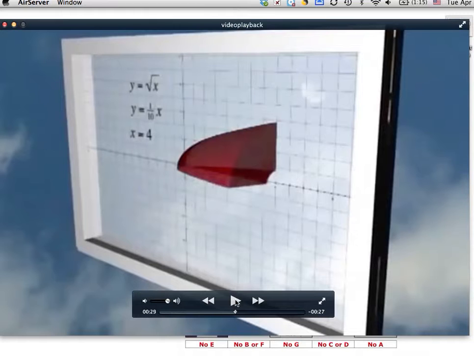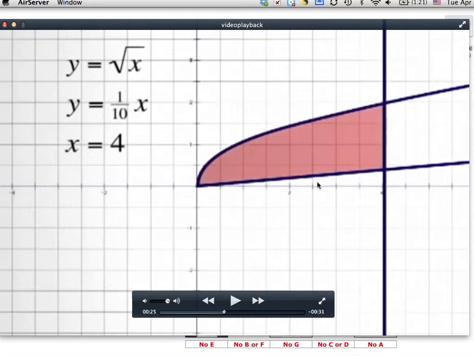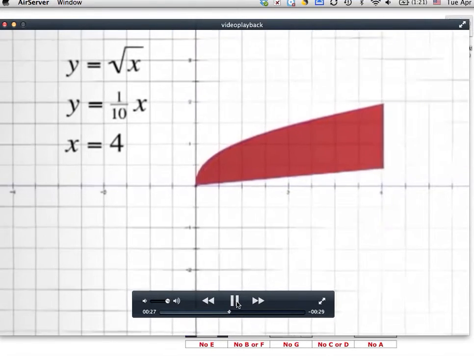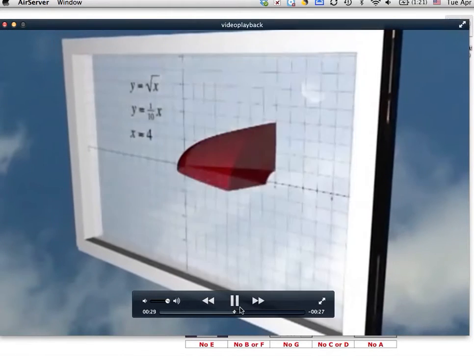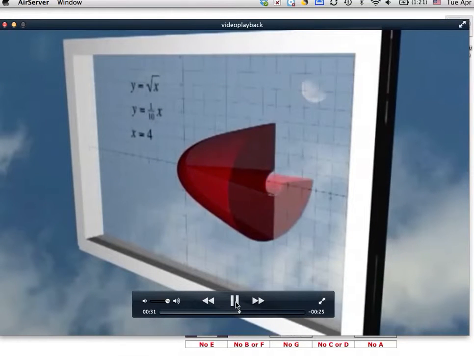They're taking that shape. Let me actually move this back just a second here. So we're taking this shape, and then we're going to rotate this shape around the x-axis. And of all the things I've seen on the web, this is the best visual to show what's going on when we rotate the shape around the x-axis and what we end up getting.